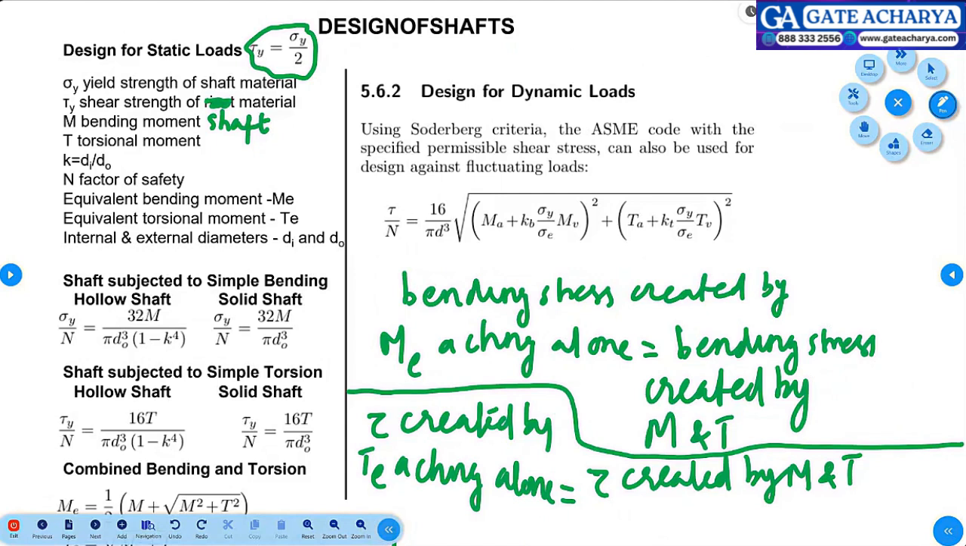Whenever you say bending, if it is a short shaft, there will be no shear. If it is a very long shaft, simply due to the self weight, there will be some shearing action. So shear is also created by bending. Okay, be aware of that. That is why we are combining it as M and T.